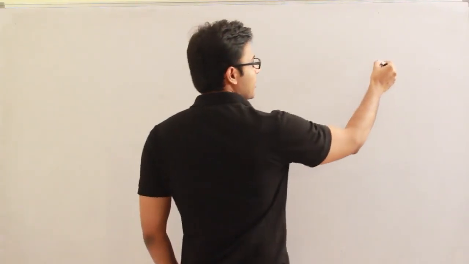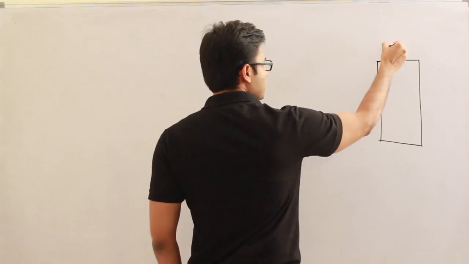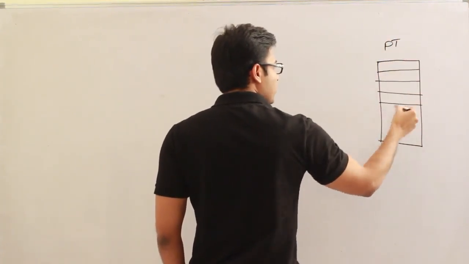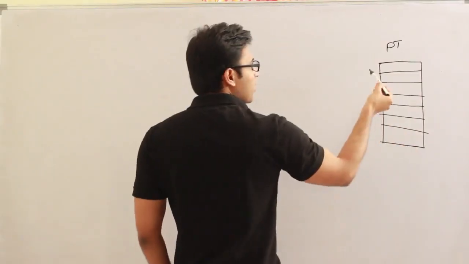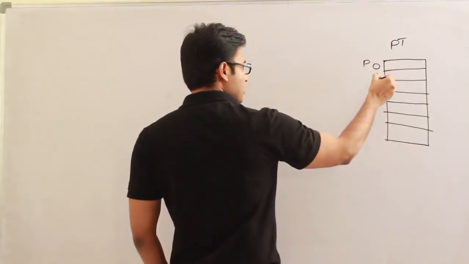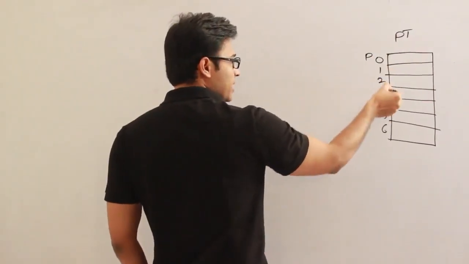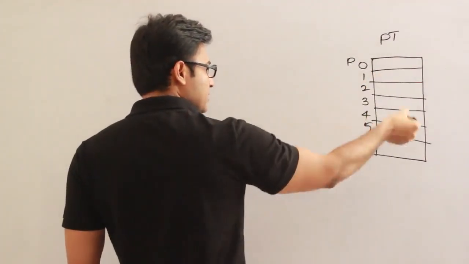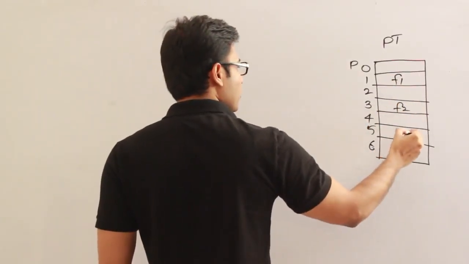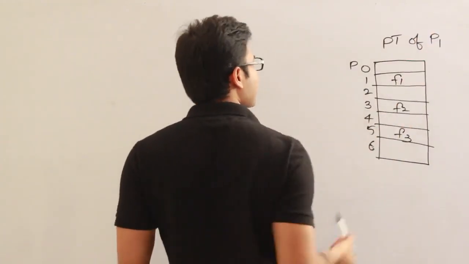See this? Maybe the normal page table looks like this. This is the page table I am talking about, right? So the number of entries in the normal page table will be equal to the number of pages in the process. So this is page number 0, page number 1, page number 2, page number 3, page number 4, page number 5, page number 6. These are the page numbers, right? And now inside this there will be frame numbers like frame number 1, frame number 2, frame number 3, right? Let us say this is the page table of process P1.